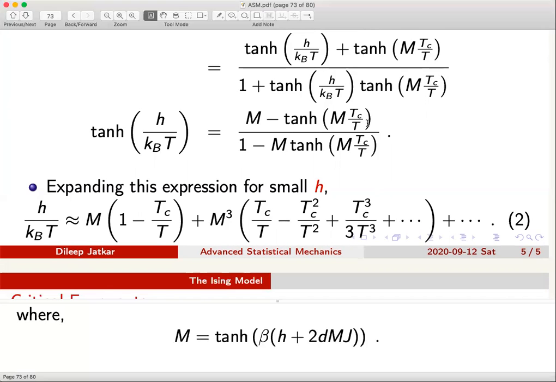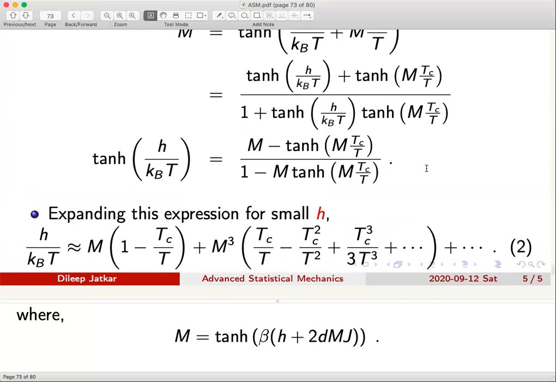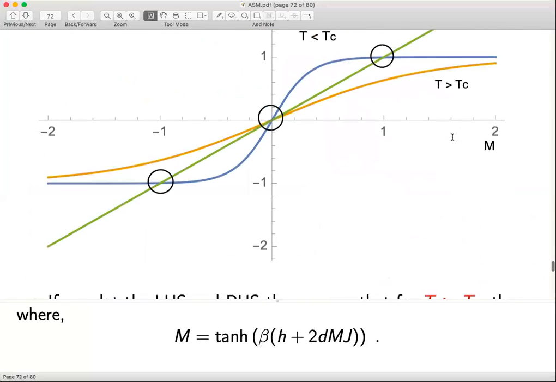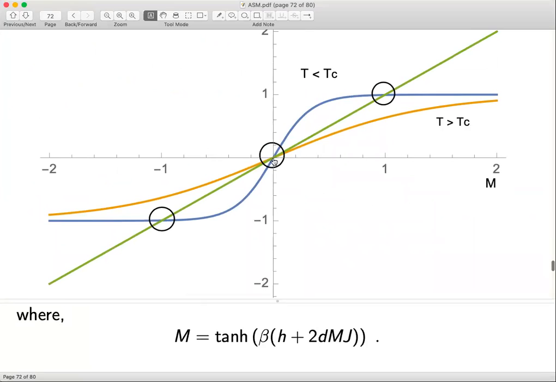Here, are we assuming that m will also get very small? Yes, m will be small. That is what I was trying to say. If you are above Tc, then m is 0, because that is the only point where the orange graph crosses the green graph. But if you are below Tc, which is what we want to look at right now, then m is non-zero. In this graph, I have chosen Tc by T to be 3. So if Tc is 1044, then T is something of the order of 370 or so.